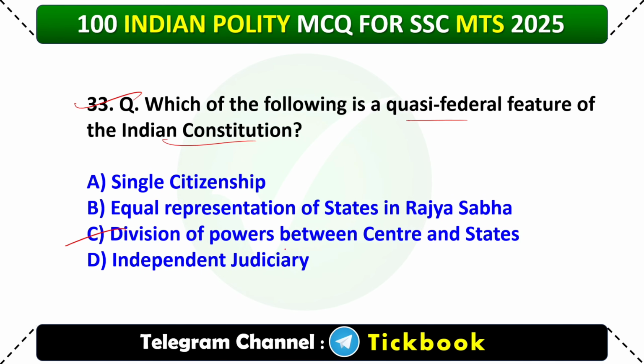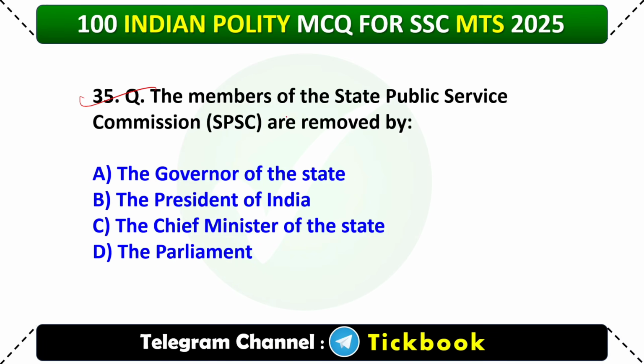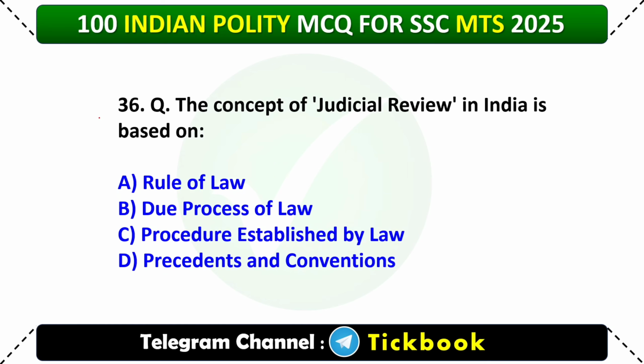Option number C, division of powers between center and states. 34. A constitutional amendments bill can be passed by option number D, both houses of parliament by a special majority. 35. The members of the state public service commissions are removed by option number B, the President of India.